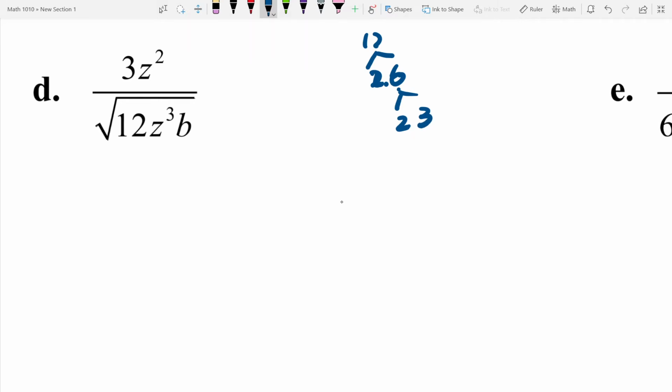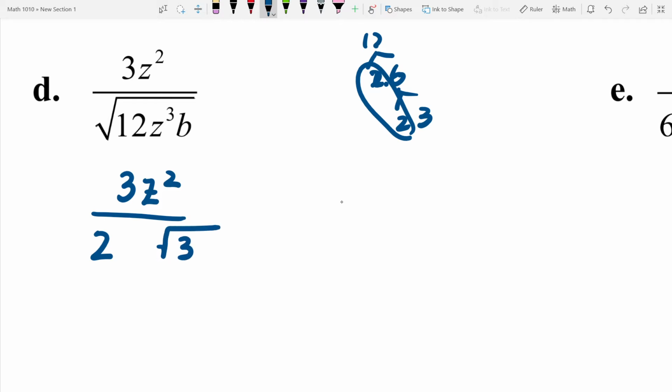So these two 2's right here come out as a single 2. So I have 3z to the second. On the bottom, I have a 2, and on the inside, I have a 3. Look at the z's. 2 goes into 3 one time with 1 left over, and I have a b. I'm still not going to multiply by the root yet. I'm still not going to do it. Can anybody see why? What else can I do?